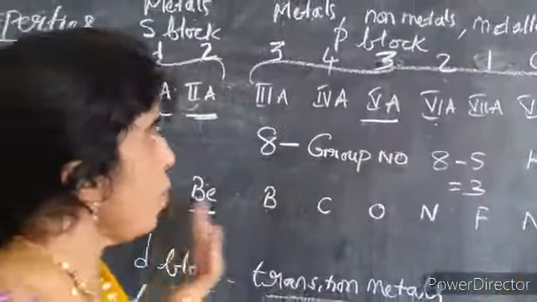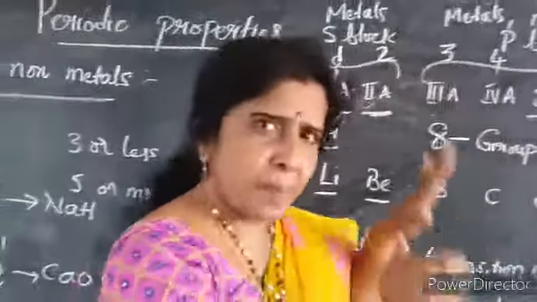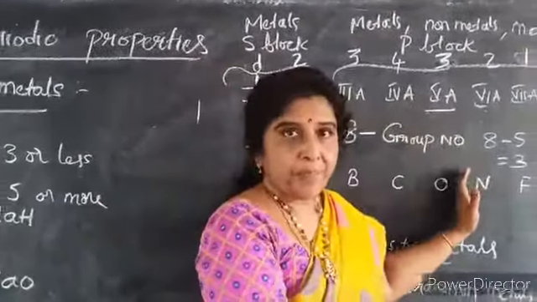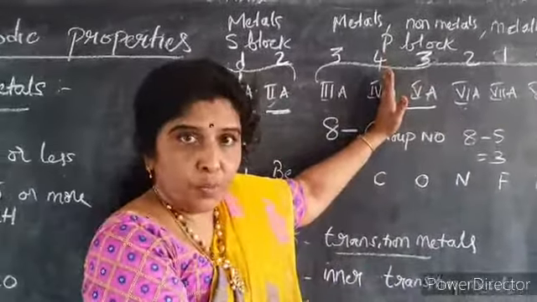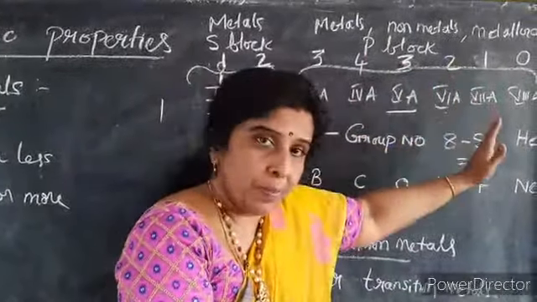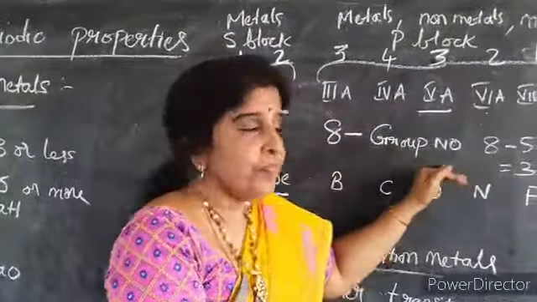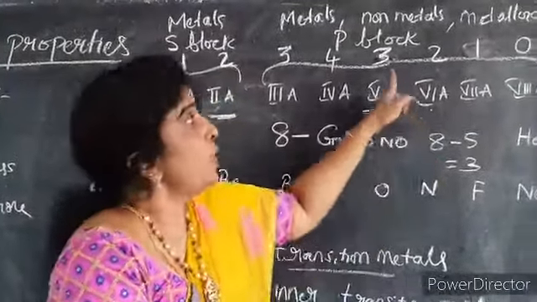So this is how you can get the valency of the main block elements. What are the main block elements? S and P. So up to 4th group, the valency is equal to the group number. 5th group onwards, you have to go by the formula 8 minus group number to get the valency.